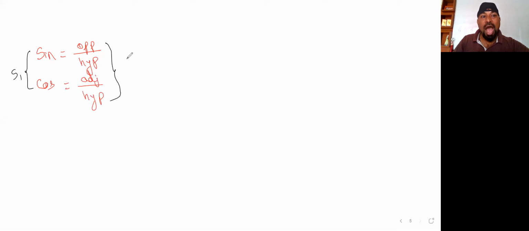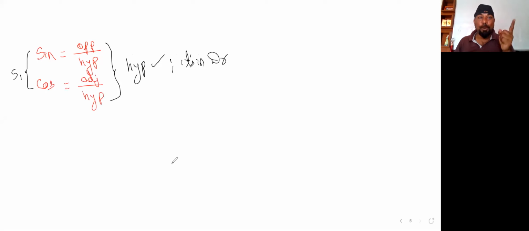Sin, what are we writing? Opposite by hypotenuse. Next, cos, what are we writing? Adjacent by hypotenuse. This we just now discussed. We like to call it set 1. If you check, in these 2, hypotenuse is present, and it's in the denominator. Hypotenuse is present in the first set, sin and cos, and it is in the denominator.